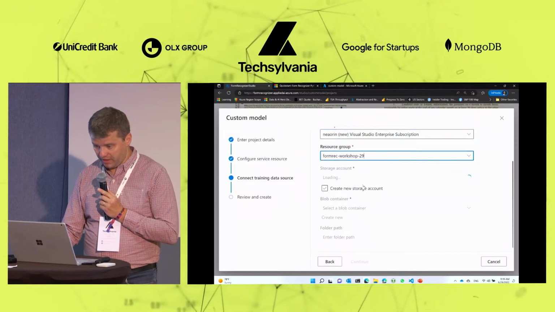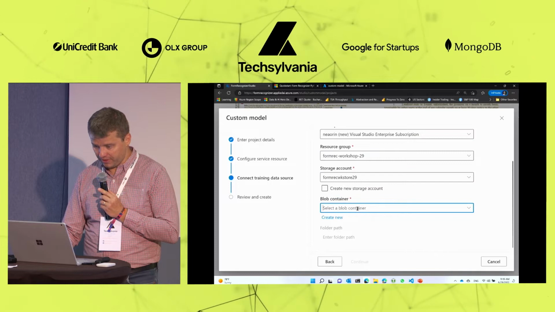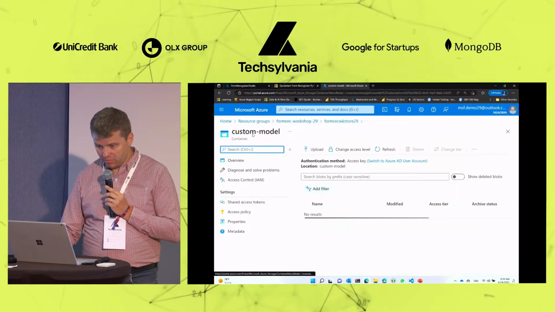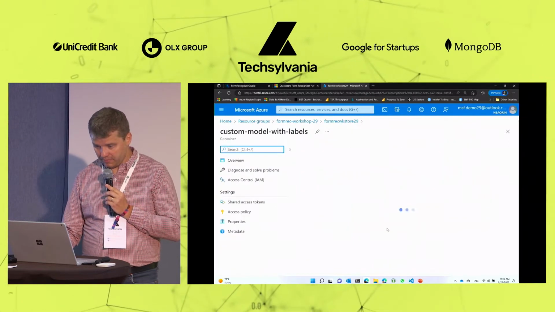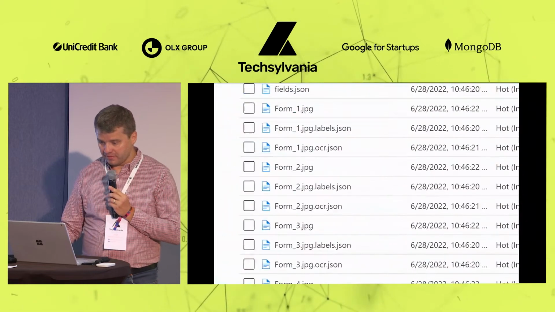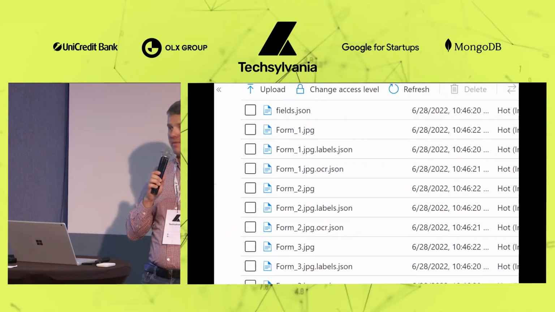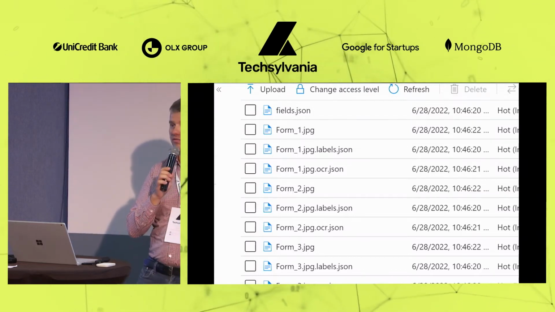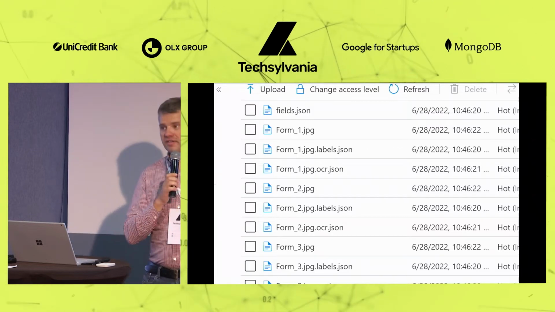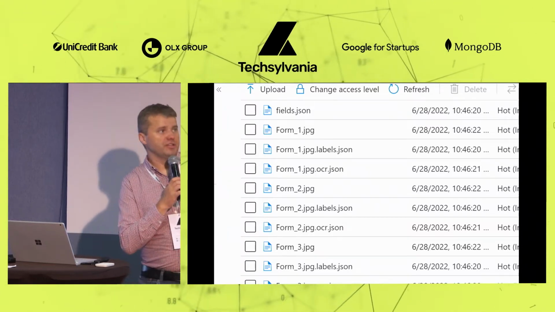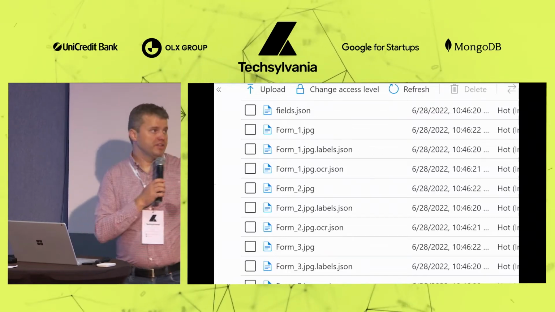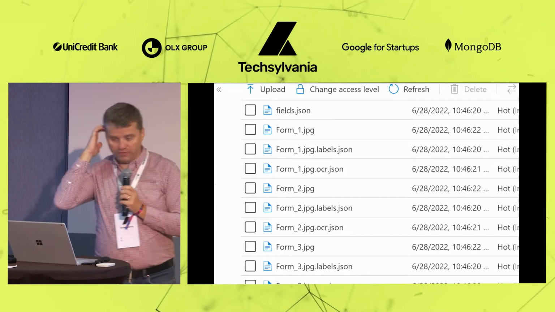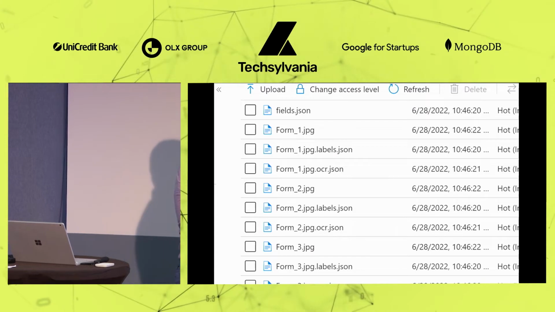So if I go and say I want to use the same storage account as before, but I want to use the custom model with labels container, this one has the files, so it has the JPEGs already, but it also has the metadata. Every time someone labels something, Form Recognizer will save it in these labels JSON files. So everything that you do will be stored as a metadata file that is associated with the image that you're working on. By the way, these can be images or PDFs, either or. So in this case, we have these labels, and then this is the result of the OCR.